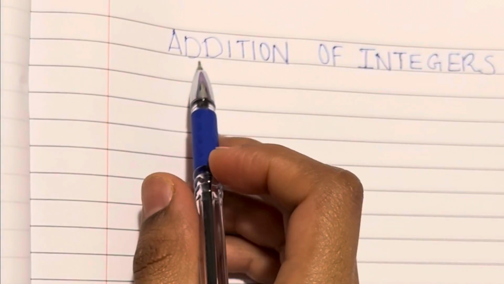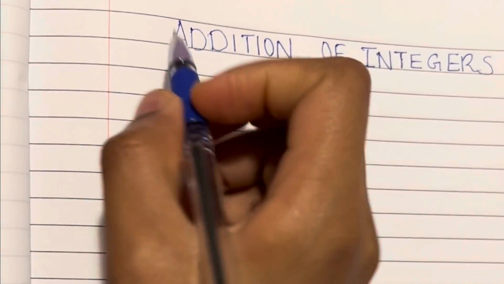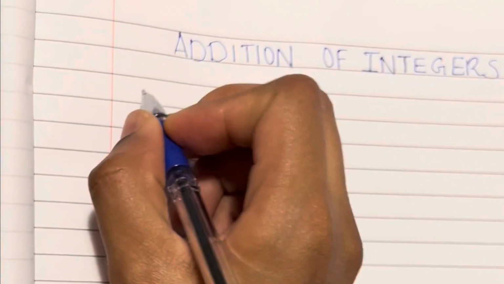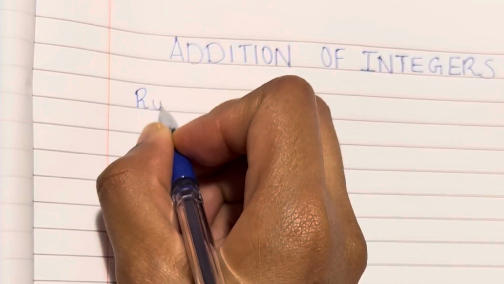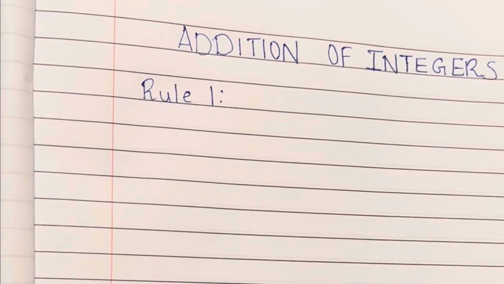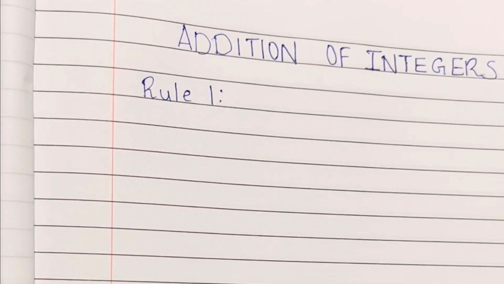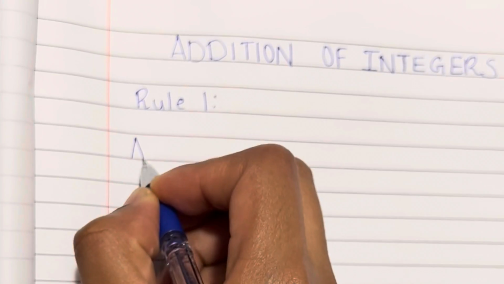Okay, so in today's topic, we're going to study addition of integers. There are two rules coming under addition of integers. The first rule, rule number 1, is that we need to add two integers having the same signs. In that case, what do we do? We're going to check that. We have to add.